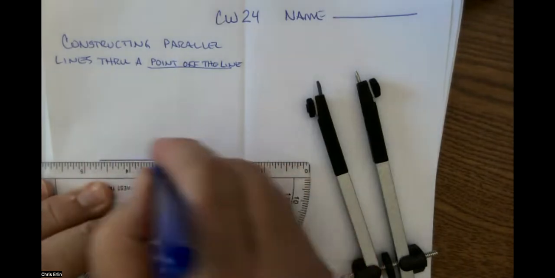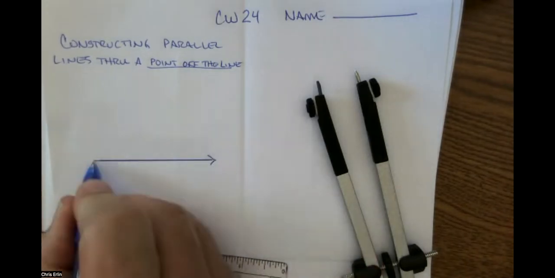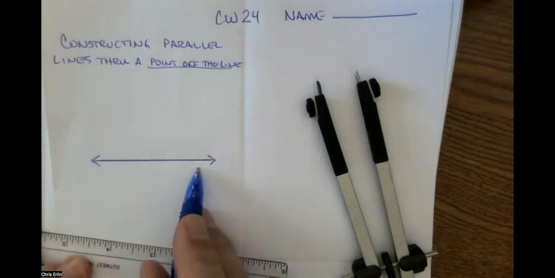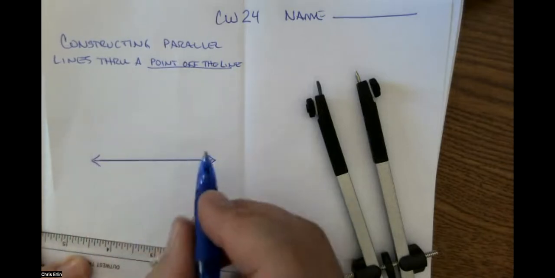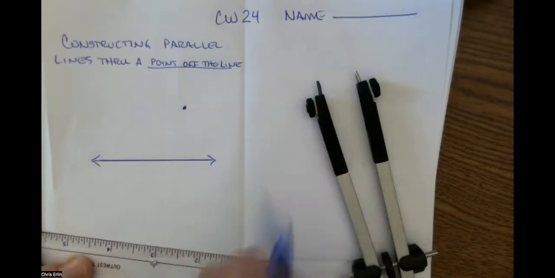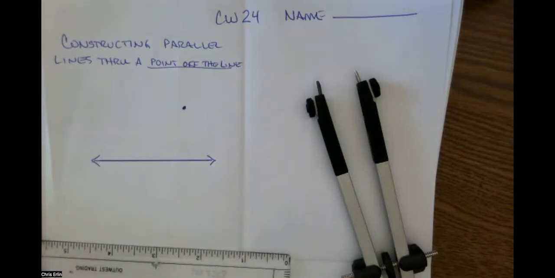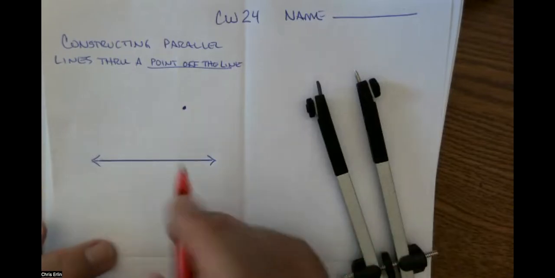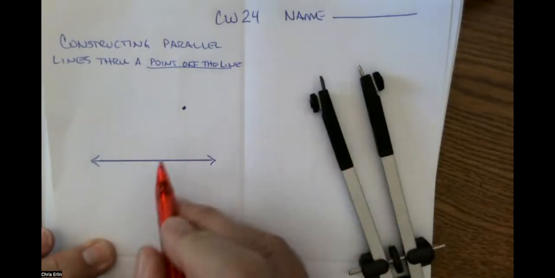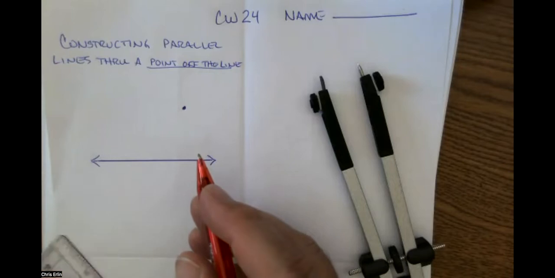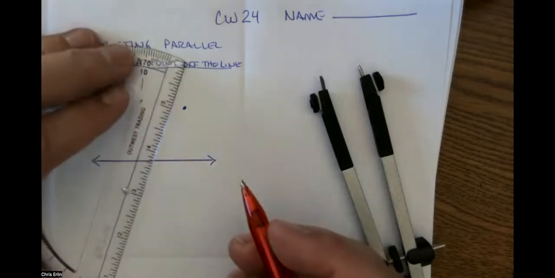So let's start by giving ourselves a line. We're going to get one parallel to this, but not just anywhere up here. We're going to produce it through some specific point that I'm going to draw. And again, we've done several constructions previously, and they've all dealt with a transversal and then copying either corresponding angles or alternate interior angles. So let's do the same thing.